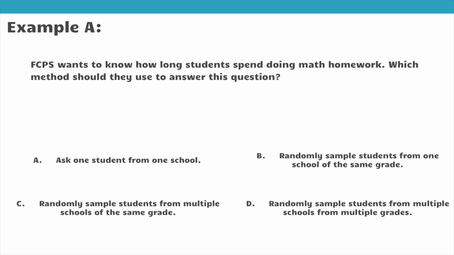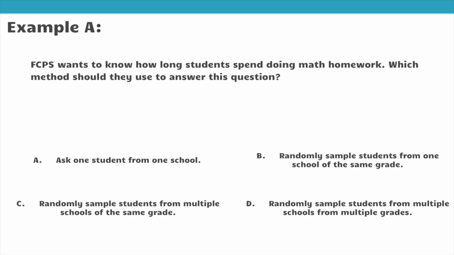So for option A, they could ask one student from one school. That wouldn't provide them a large sample size. You'd have only one individual, so you wouldn't get a lot of information. B says randomly sampling students from one school of the same grade. So again, larger than one person, but they're from one school and they're all in the same grade. So you're only testing that one grade and that one class's math homework. You're not testing across the county and you're not crossing different grade levels.